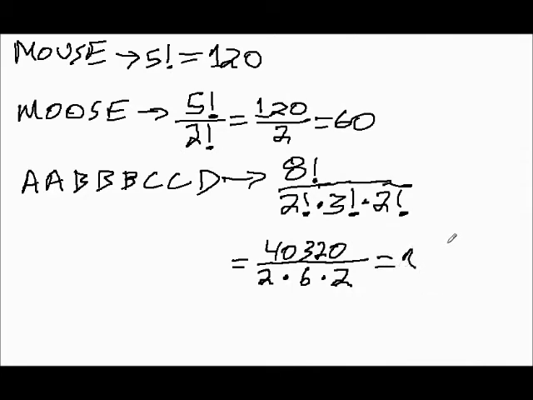Once again, penmanship is terrible. I've learned to live with it, and I already forgot what that was. 1,680. So there are 1,680 ways of rearranging the letters in AA, BBB, CC, and D.